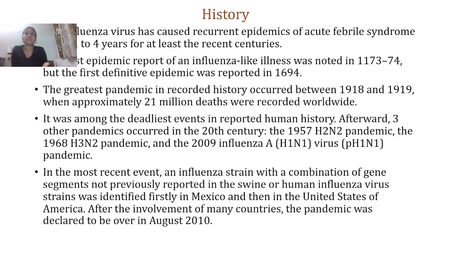Obviously, at that time people were not knowledgeable about the different kinds of diseases. So some report was there during that time regarding some influenza-like illness, and the first report which actually came into the picture was in 1694. And the greatest pandemic, which people know, occurred between 1918 and 1920, where approximately 21 million deaths were recorded worldwide for this influenza. It was one of the deadliest events in human history. You can understand, 21 million deaths.